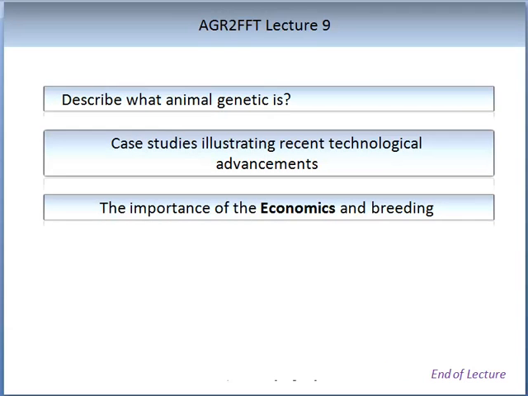So in summary, you should now be able to describe what animal genetics is. You should be able to use a number of different case studies to show recent technological advances and the differences and inputs of each new technology. You should be able to understand that economics and breeding is important.